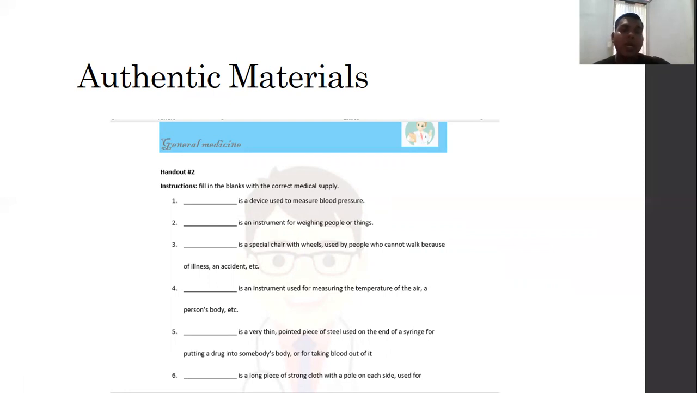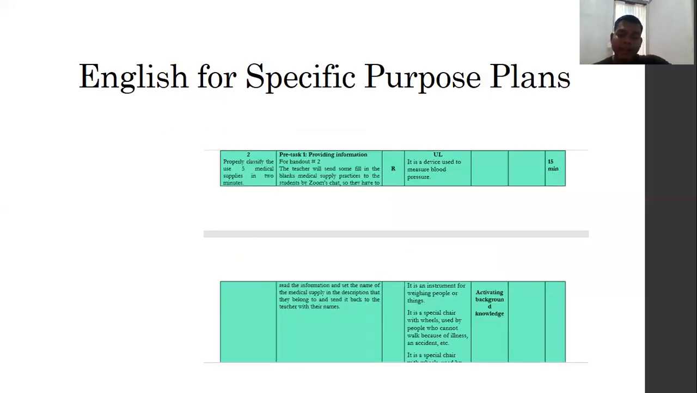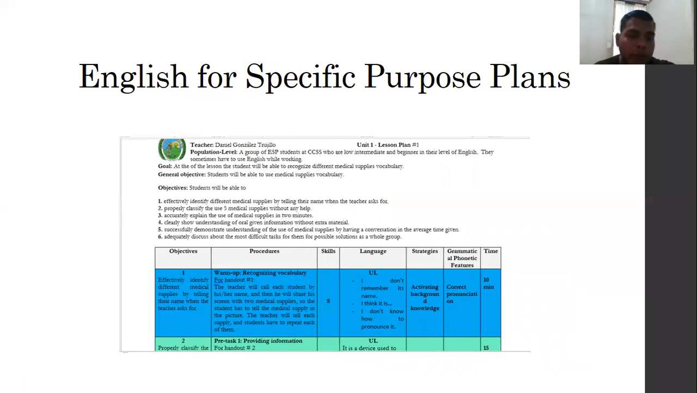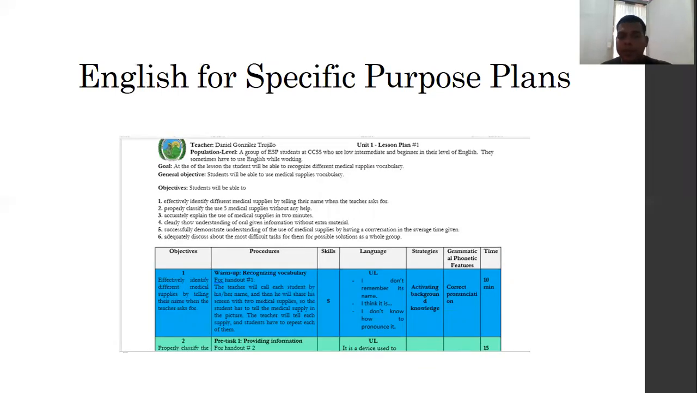So we have there, this is a special chair with wheels used by people who cannot walk because of illness or accident. Of course, this is the wheelchair. So then we have, let's go back to the objective number three, accurately explain the use of medical supplies in 2 minutes. So the teacher gives two medical supplies to them and they have to explain how they are used.